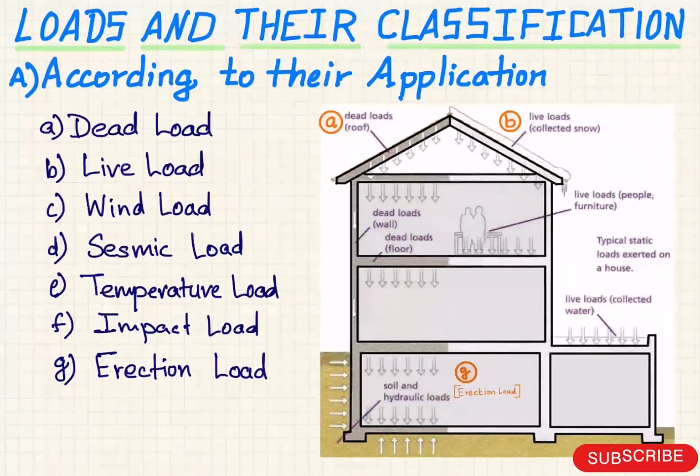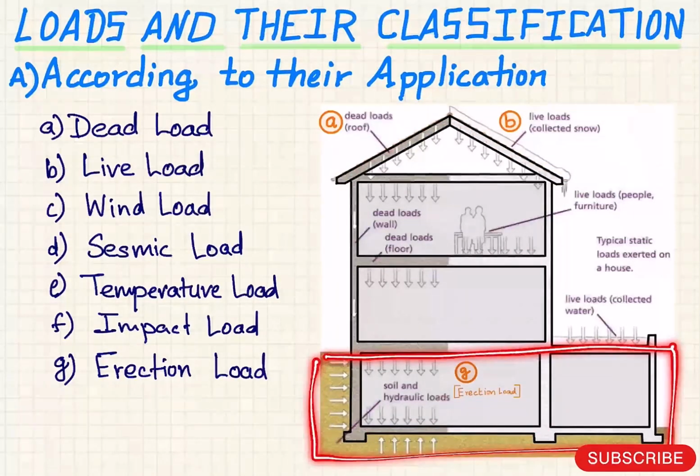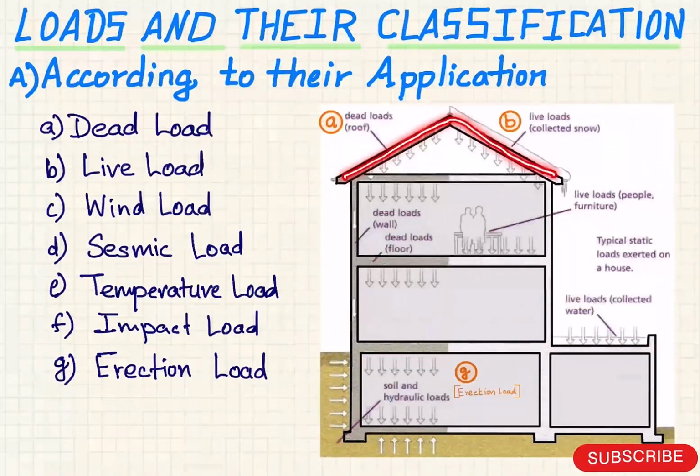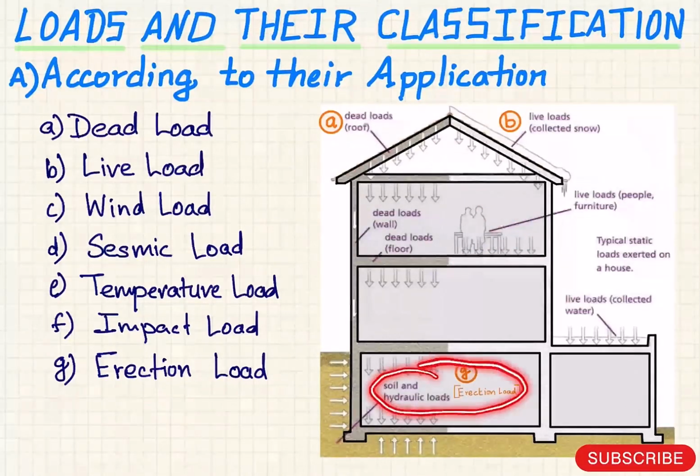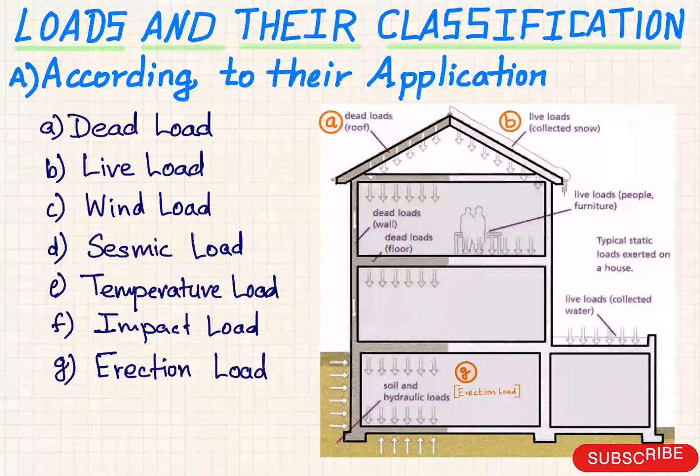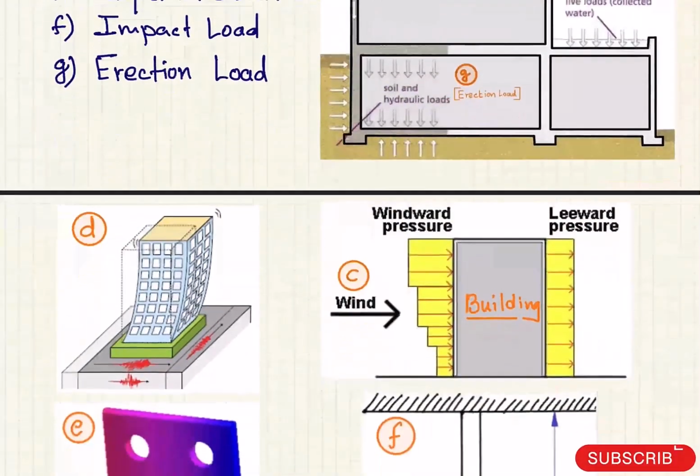If you see this building as an example, it has a roof and 3 floors including the ground floor. The roof is a dead load, snow on the roof is a live load, and the walls and the ceiling are considered dead loads, but humans and furniture we can consider as a live load. There is another erection load, which is called a soil load plus hydraulic load, which comes due to the water in the ground. Now we will see what the other loads are.